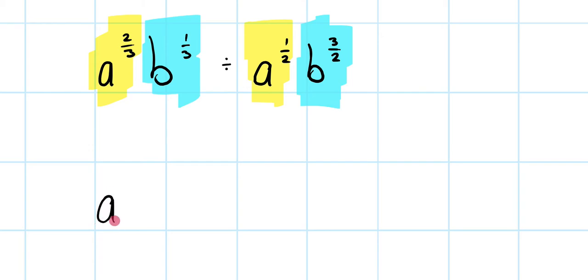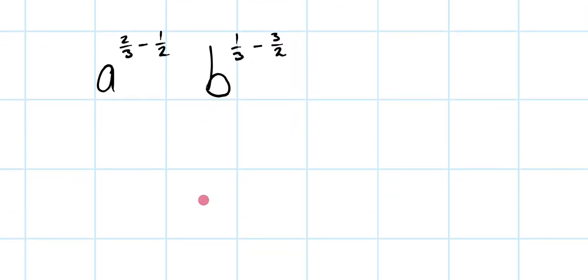So I'm going to get a^(2/3 minus 1/2), and then b^(1/3 subtract 3/2). Perfect. Now I'm going to need common denominators in order to do this. My common denominator is going to have to be 6, which means I'm going to times this fraction by 2. So I'm going to get 2 times 2 is 4, 2 times 3 is 6, minus this one I'm going to times by 3. 1 times 3 is 3, and 2 times 3 is 6.